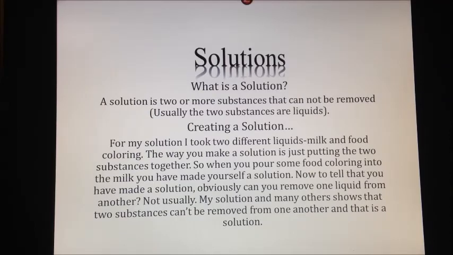The way you can make a solution is just putting 2 substances together. So when you pour some food coloring into the milk, you have made yourself a solution. Now to tell that you've made a solution, can you remove one liquid from the other? Not usually. My solution and many others show that 2 substances can't be removed from one another, and that is a solution.